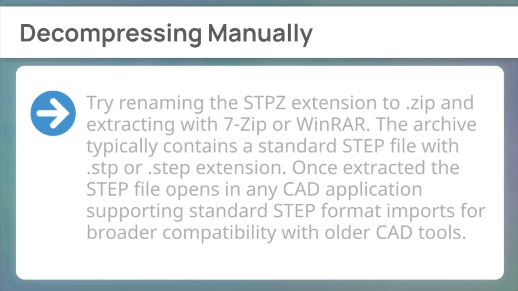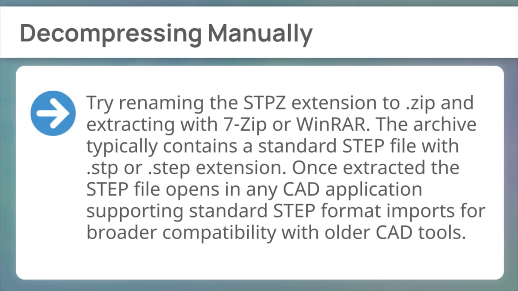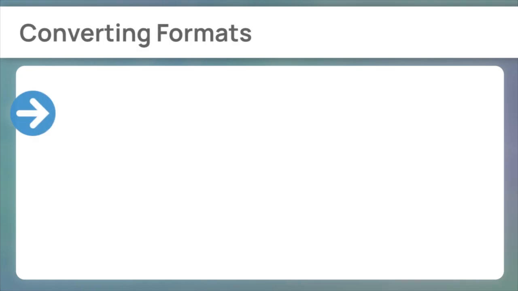Next, decompressing manually. Try renaming the STPZ extension to dataset and extracting with 7-Zip or WinRAR. The archive typically contains a standard STEP file with .stp or .step extension. Once extracted, the STEP file opens in any CAD application supporting standard STEP format imports, for broader compatibility with older CAD tools. Finally, converting formats.